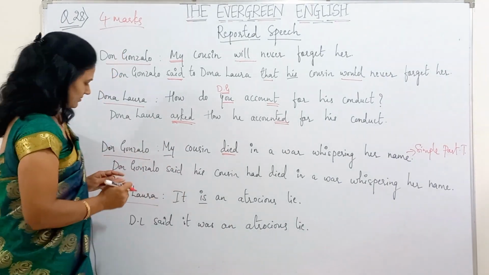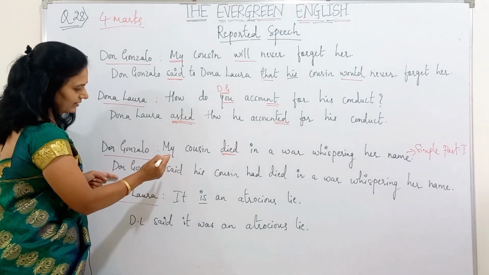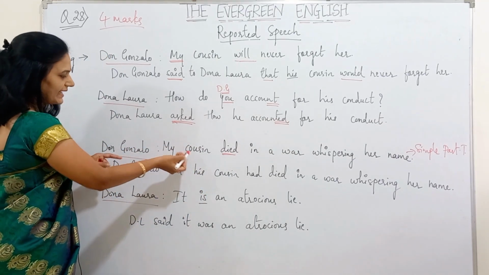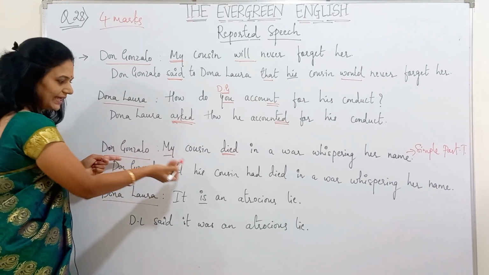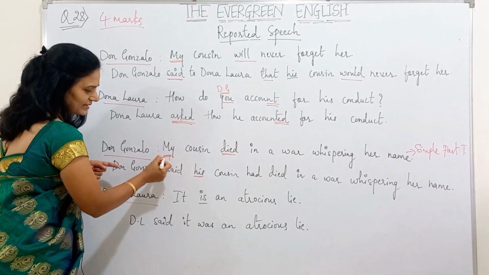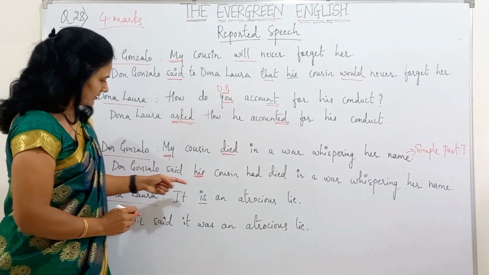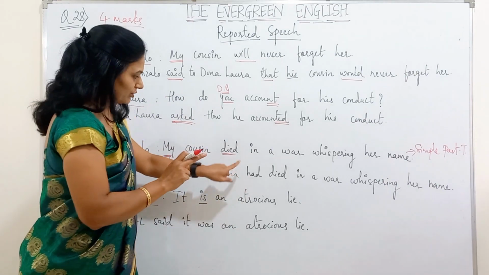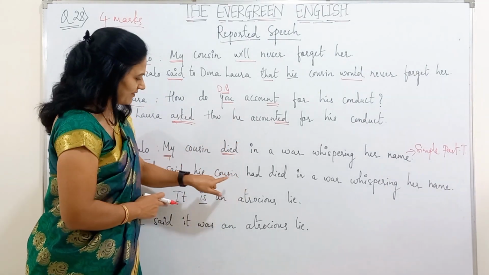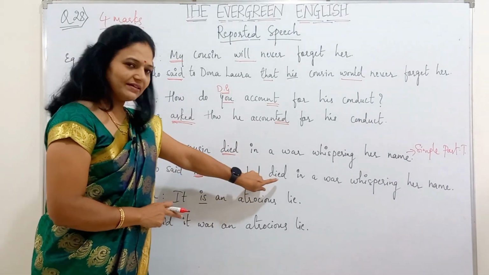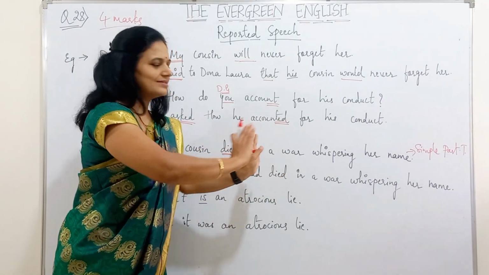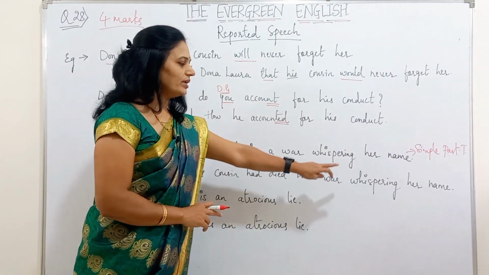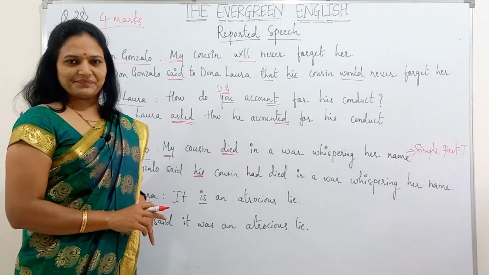Past perfect tense. Gonzalo said, okay, first person always changes to third person. My cousin in the sense what? His cousin, my changes to his. Clear? So his cousin, past perfect rule you know. This is simple past tense, past perfect. His cousin had died. Remaining is the same. His cousin had died in a war, whispering her name. Clear?